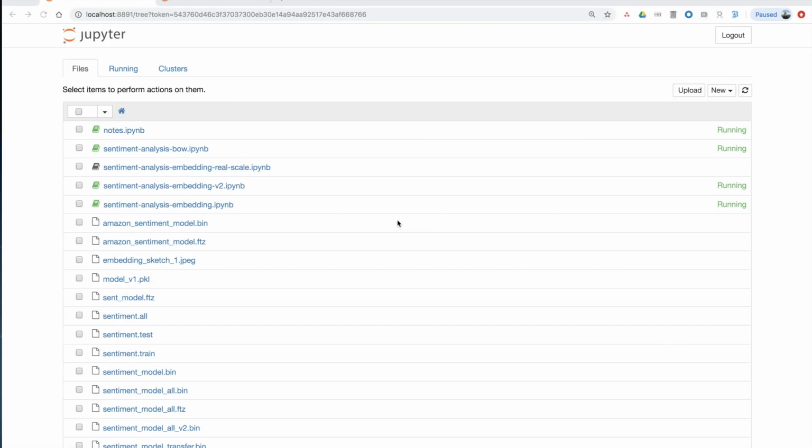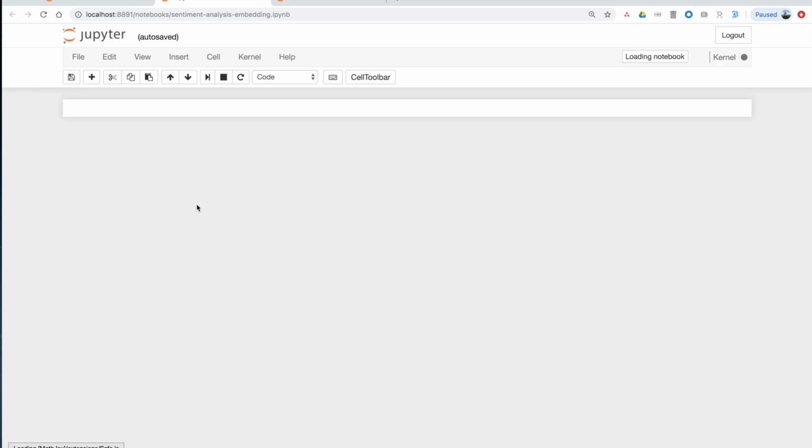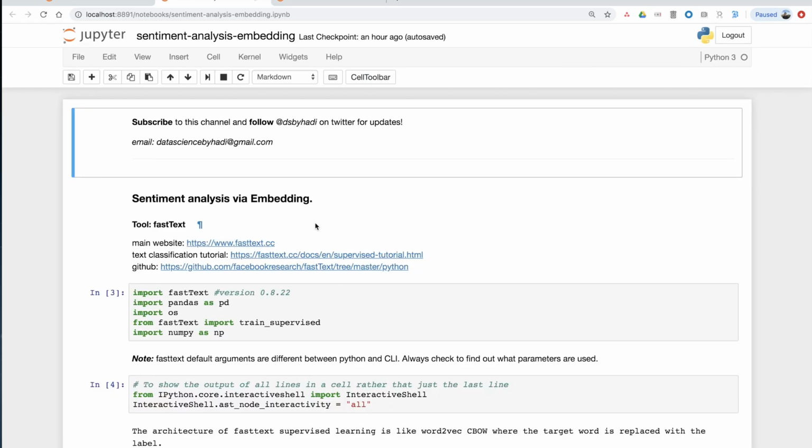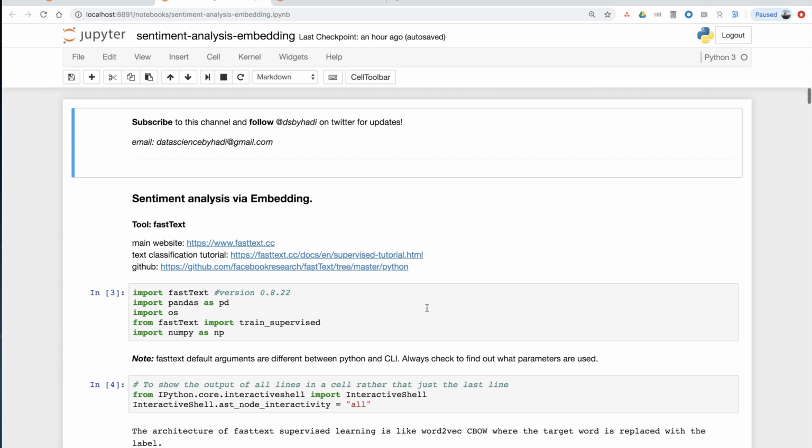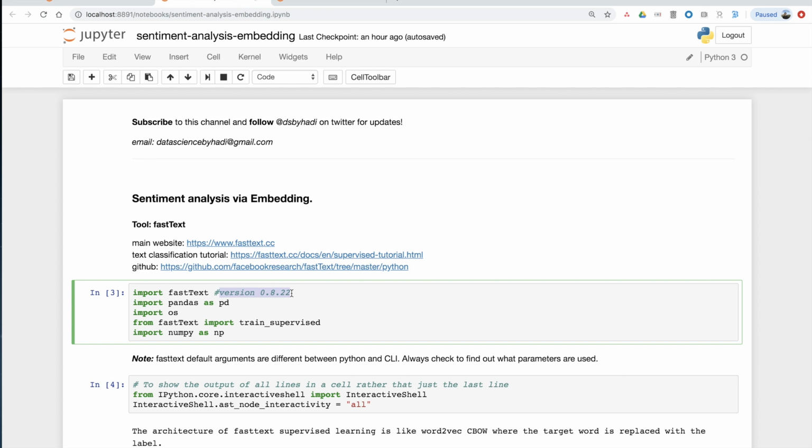Okay, back to our embedding example. So let's open up the notebook. First of all, this is the same problem, the same data set that I linked to previously. This is coming from Kaggle, and everything is similar except that for this problem we're using the embedding approach. And for doing that, I'm using fastText. fastText is a package by Facebook, and I have installed the latest version at the time, which was 0.8.22.